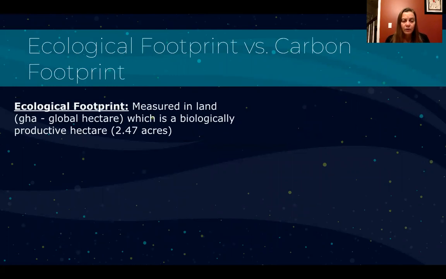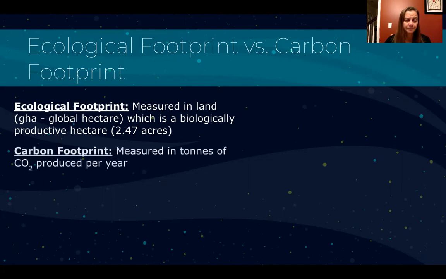So we measure ecological footprints in land, and we talk about biologically productive hectares or arable land. So we're not considering the entire earth as when we talk about how many globes we would take up. We're only considering the arable land. But when we talk about it in general, if we're not talking about specifically globes, we're talking about hectares. Hectares is the metric unit of area, and that's 2.5 acres.